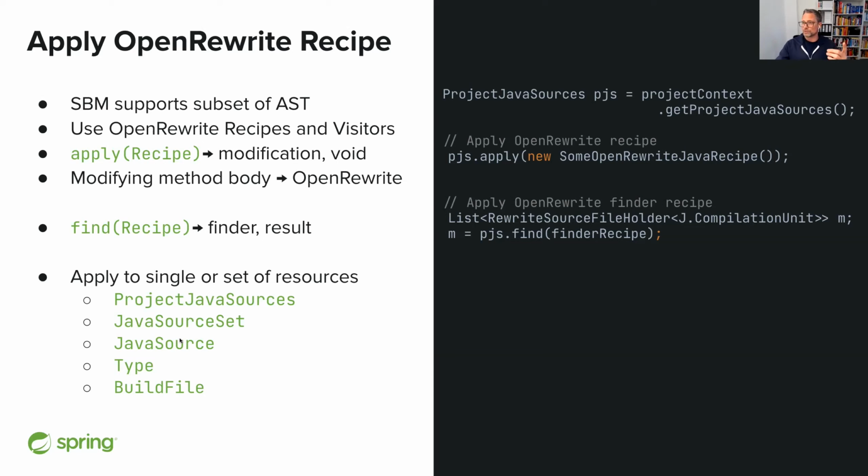Java source, only the Java source you provide, and type build file, same thing. So in this case here, we would get the Java sources in this example and then apply some OpenRewrite recipe, which is actually the recipe coming from OpenRewrite. We put it on the class path by depending on the JAR, and then it would do our changes, and we could afterwards try to get the results and see if changes are applied or work with them.